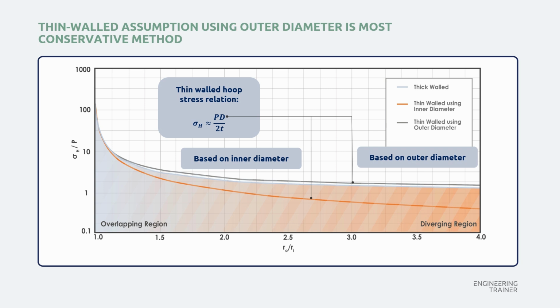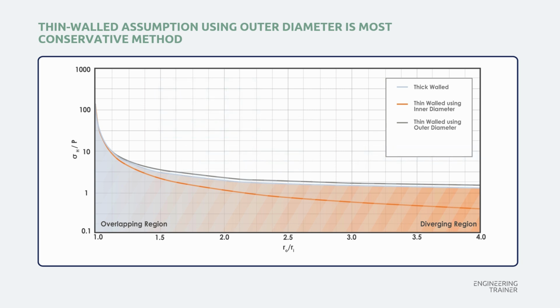This means that the use of the more elaborate Lemay's equation could be avoided. Why then don't we use the simpler and more conservative thin-walled method using the outer diameter? There are two reasons for this. The first reason is that the thin-walled relation using the outer diameter is overly conservative. It overestimates the actual maximum stress within the pipe wall.